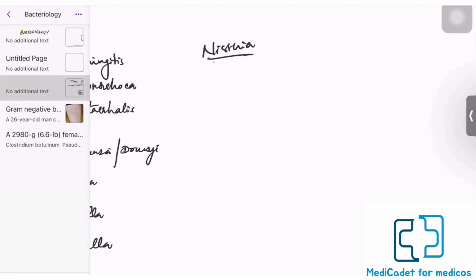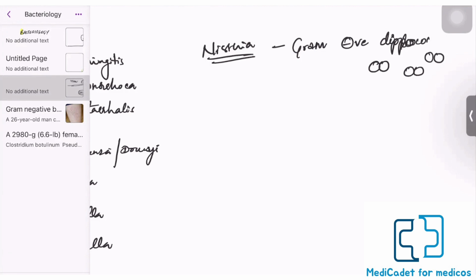First of all, these are gram-negative diplococci. Diplococci in the sense that there will always be two cocci together like this. Then, where do they grow? Because this is another important one. There are very few bacteria which grow in this agar. So that is also important.